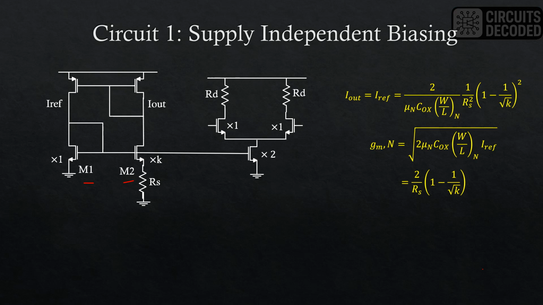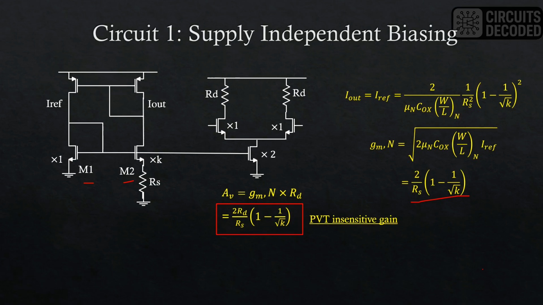So now let's see the gain of this diff pair, which is GM times RD, and GM is the same as this expression. Then we can simplify it as shown here, which shows that the gain is essentially a ratio of two resistors, RD and RS, and some constant factor. So it is PVT insensitive, at least to a first order. This is a nice little trick to make an open loop amplifier with stable gain.